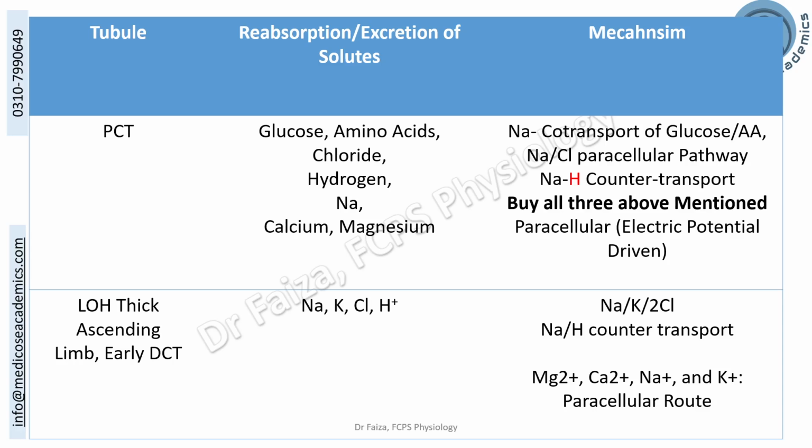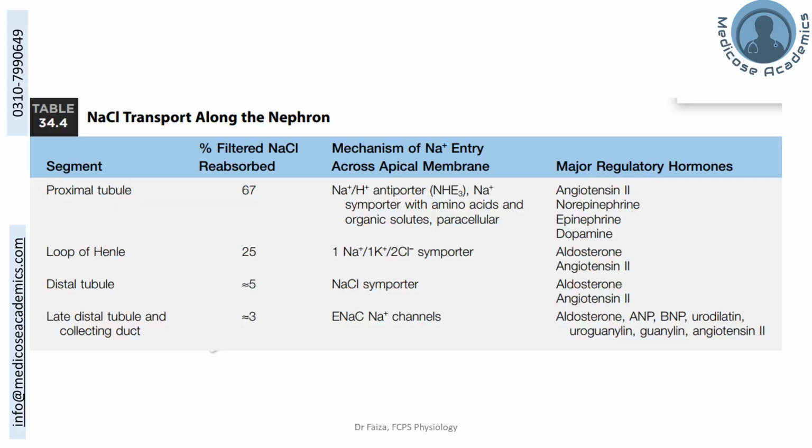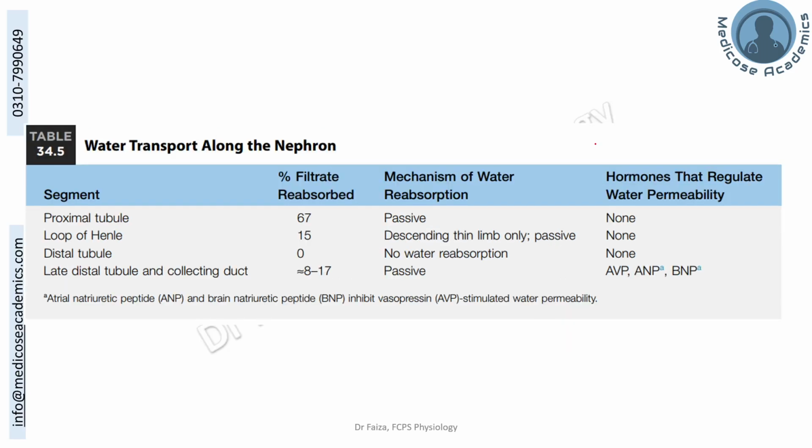This shows the summary of the channel proteins involved. We have seen them in detail with the images previously. This also shows the summary of the percentage of the filtered load being reabsorbed. The proximal convoluted tubule absorbs approximately 67% of the sodium and water. The loop of Henle absorbs 25% of it. The distal tubule 5%, and the late distal and collecting tubule 3%, and there is also the action of certain regulatory hormones that we will be discussing in a separate session.